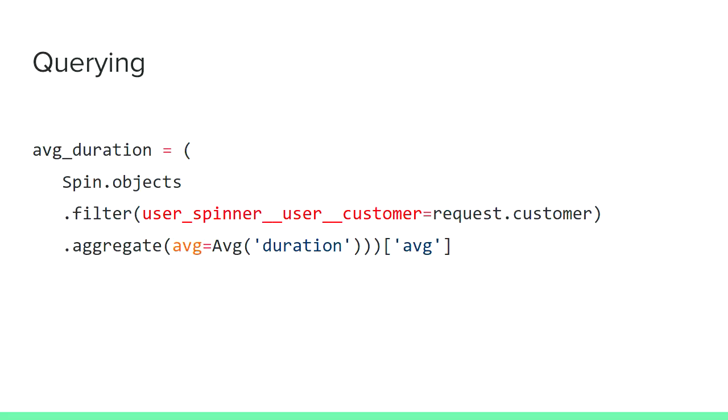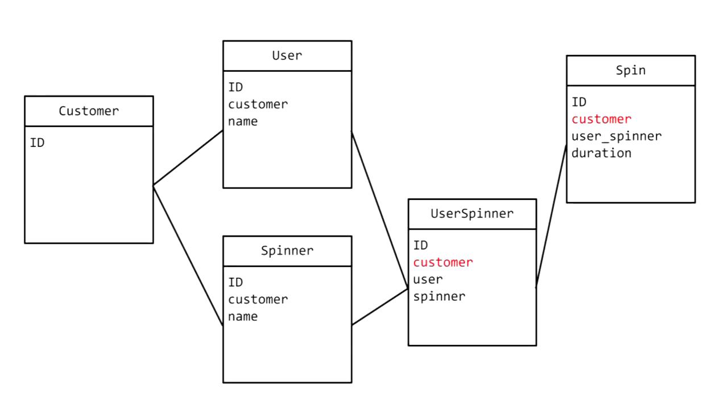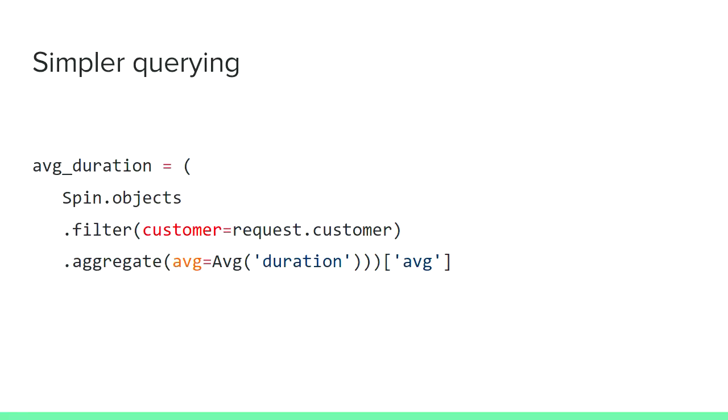And I'm just getting the average duration here. So it can get a little easier. A good idea in this situation might be to just set a customer instance in every single database table. And this will give you some improvements, such as it might be easier to do some sanity checks, and it also makes it simple to query. So now that we set that, we can filter for customer directly.